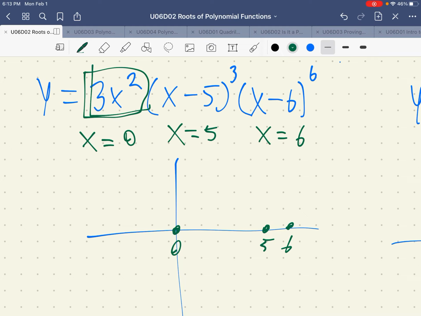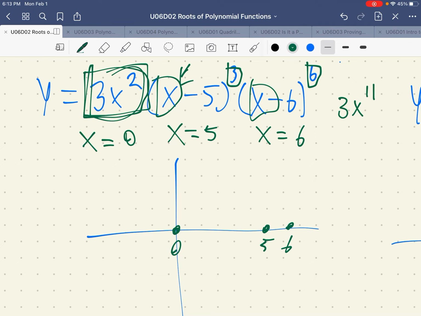Well, first we need to multiply out the leading coefficient of each of our factors. So this is 3x to the second times x 3 times. So that's going to be 3x to the fifth, because of this 3 here. So that's 3x to the fifth times x 6 more times, so that's going to be 3x to the 11th. All right, so that is our leading term.